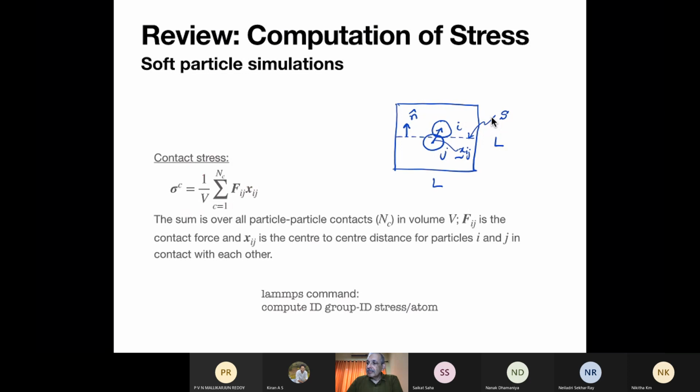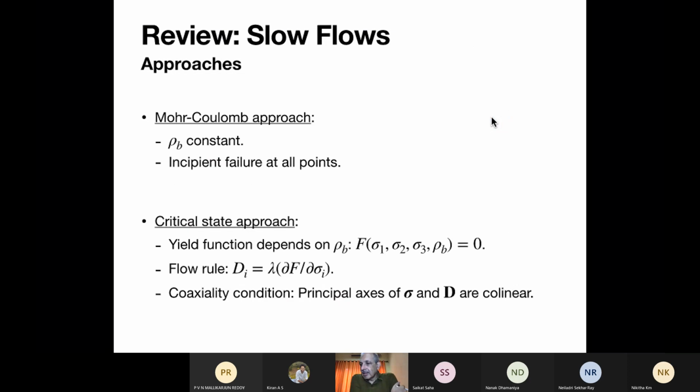And then before the quiz started, I just very briefly gave you an overview of two approaches for slow flows. One is to simply use the same thing that we did for statics. That is, we assume that the density is constant and we assume that there is incipient failure at all points, and then we can calculate what is the stress distribution. The other approach is what we call critical state approach or the critical state theory. And I'll explain a little later why it's called critical state theory.